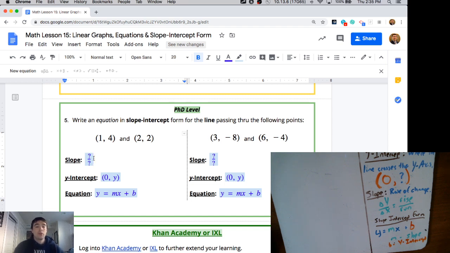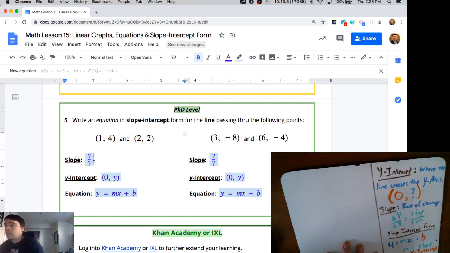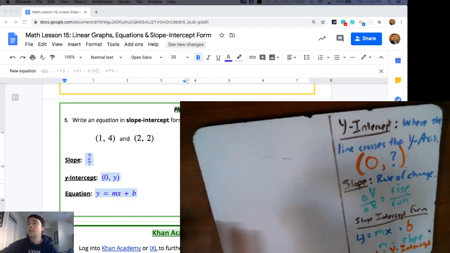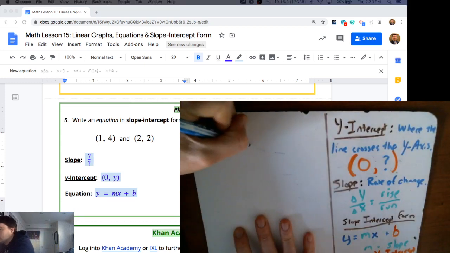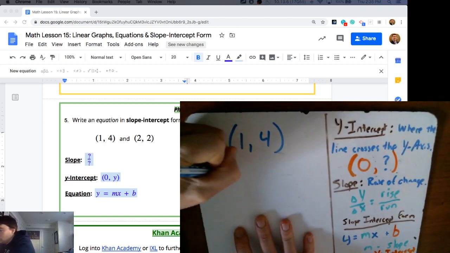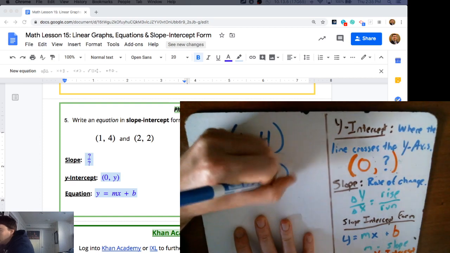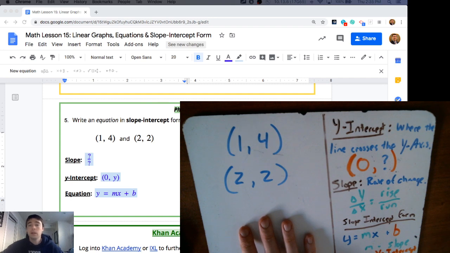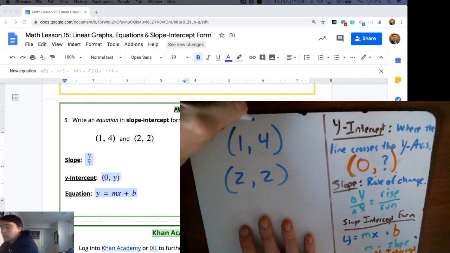So, for this one, we've got 1, 4, and 2, 2 as our 2 data points that the line passes through. I'm going to use my whiteboard quite a bit here, so I'm going to make that a little larger. And I'm going to write down those 2 data points. This line goes through 1 and 4, and it also goes through 2 and 2. They list these as ordered pairs, and it's important to remember that an ordered pair is listed as x first, and then y.